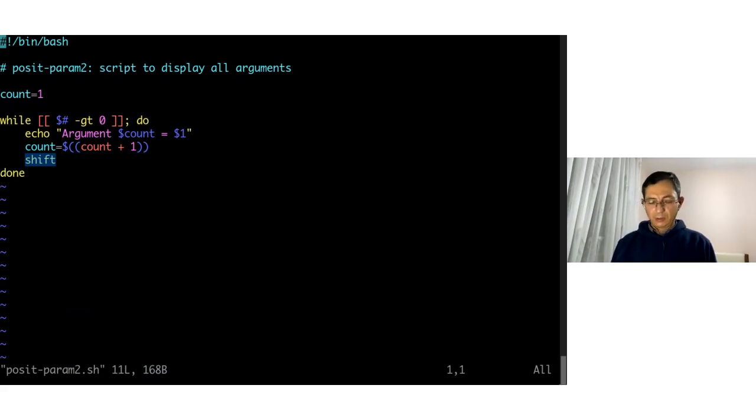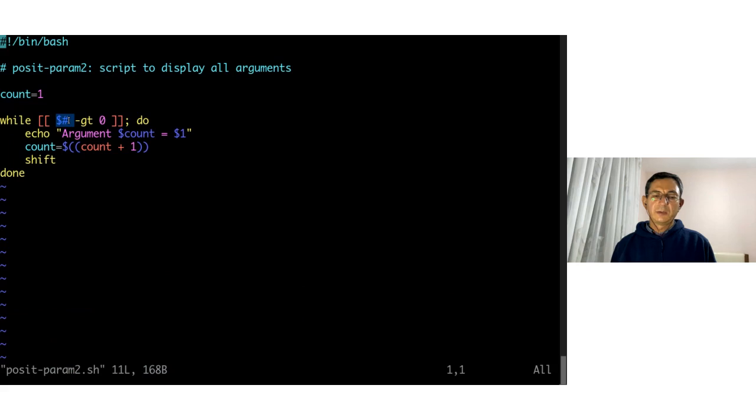So after it is processing the first argument, it is shifting the arguments. And so the second argument is becoming the first one now, and the third argument is becoming the second one, and so on. And then the number of arguments will be decremented by 1.